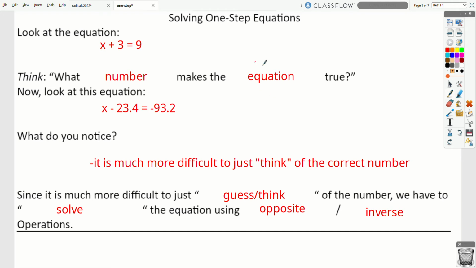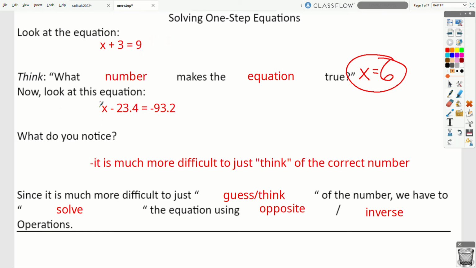In this lesson, we will be solving one-step equations. So let's look at this equation: x plus 3 equals 9. We are trying to think of a number x that, when we add 3 to it, is going to be 9. Think of that number in your head. What number plus 3 is going to equal 9? That number is 6. So we say that our solution to this equation is x equals 6, because 6 plus 3 equals 9. It makes this equation true.